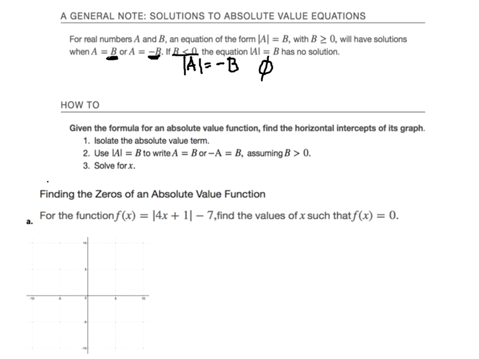All right, so given the formula for an absolute value function, you can find the horizontal intercepts.